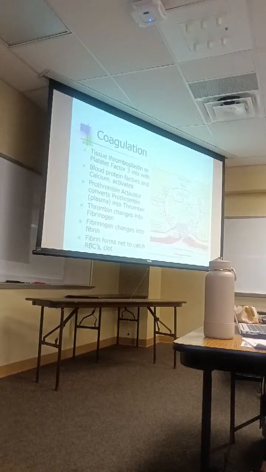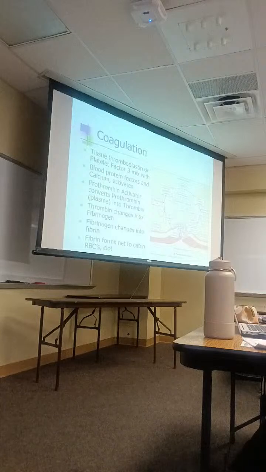So we're going to get to this factor X. And again, we have to have the calcium along with whether it's PF3 or tissue thromboplastin. And that's going to take our prothrombin activator. They're just calling it prothrombinase, which is the enzyme form of that. And that's going to turn any prothrombin in the vicinity into thrombin. Prothrombin is a type of plasma protein.